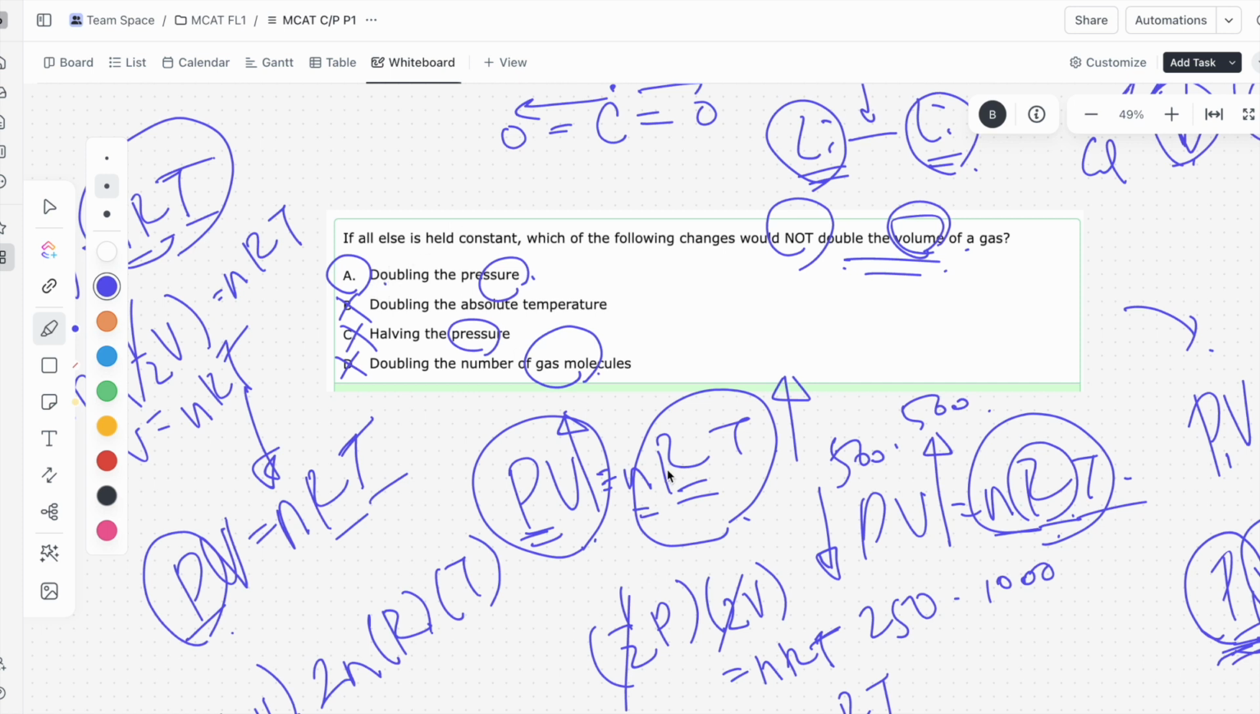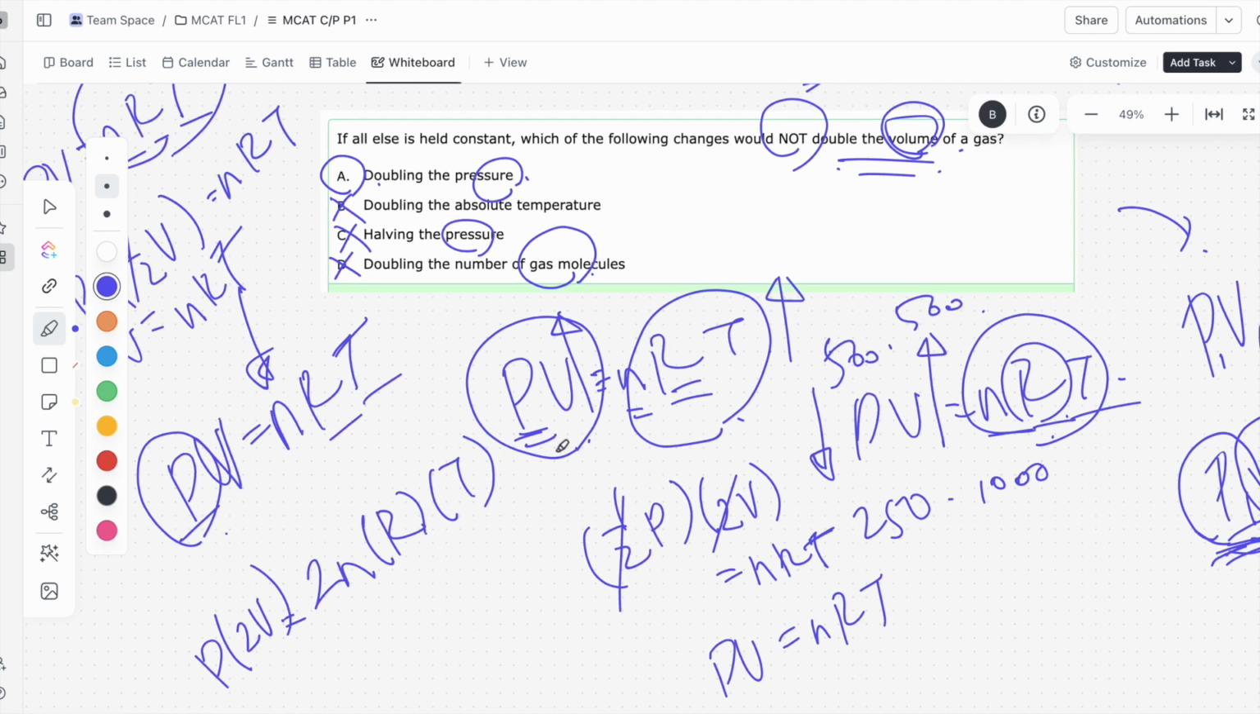Just as a side note, PV equals nRT, the ideal gas law, is a combination of all of these mini laws like Boyle's law, Charles's law, things like that. So just know that the ideal gas law is an amalgamation of all of those other preliminary laws or relationships.